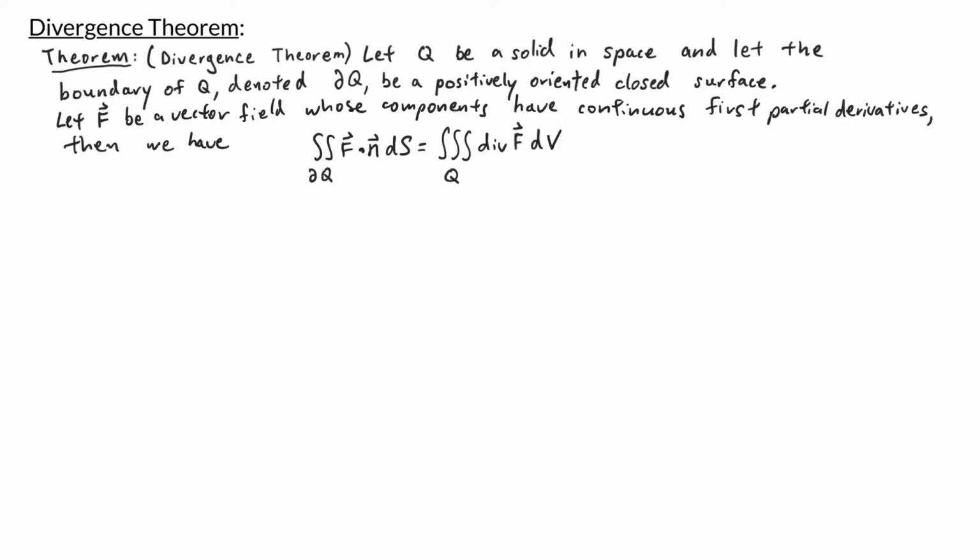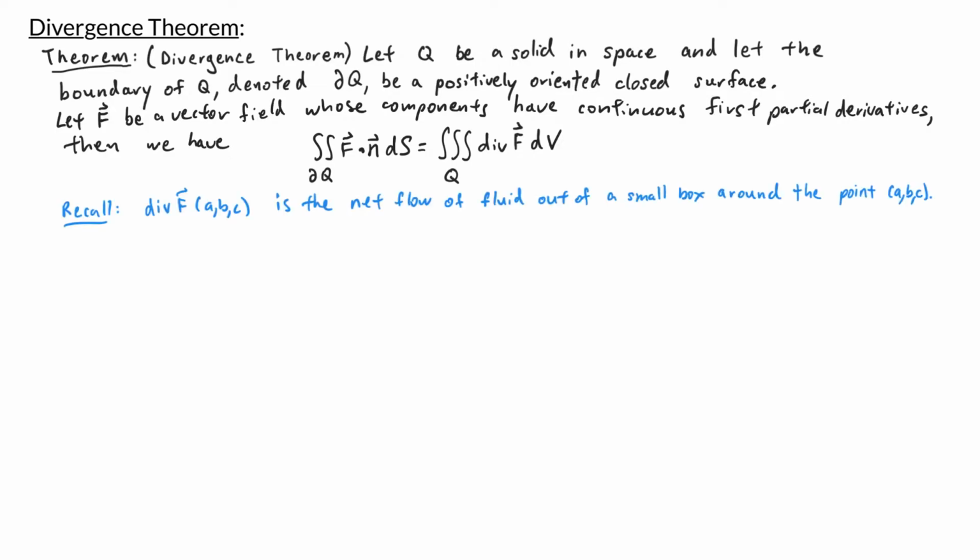Now we won't be proving this theorem in this video, but I'll give a rough idea of why this theorem is true. So recall that the divergence of F evaluated at the point (a, b, c) is measuring the net flow of fluid out of a small box around the point (a, b, c). Now let's draw a quick sketch. But instead of drawing a three-dimensional picture, let's just imagine this in 2 dimensions.